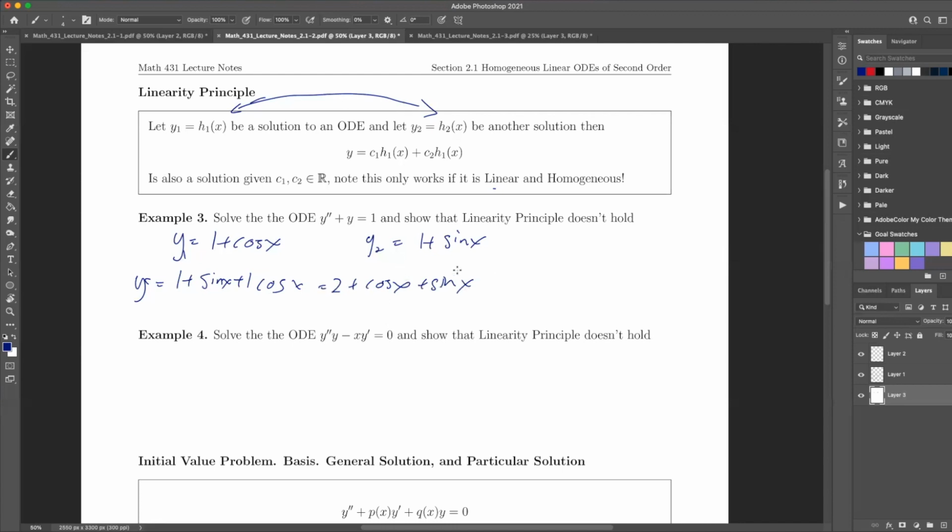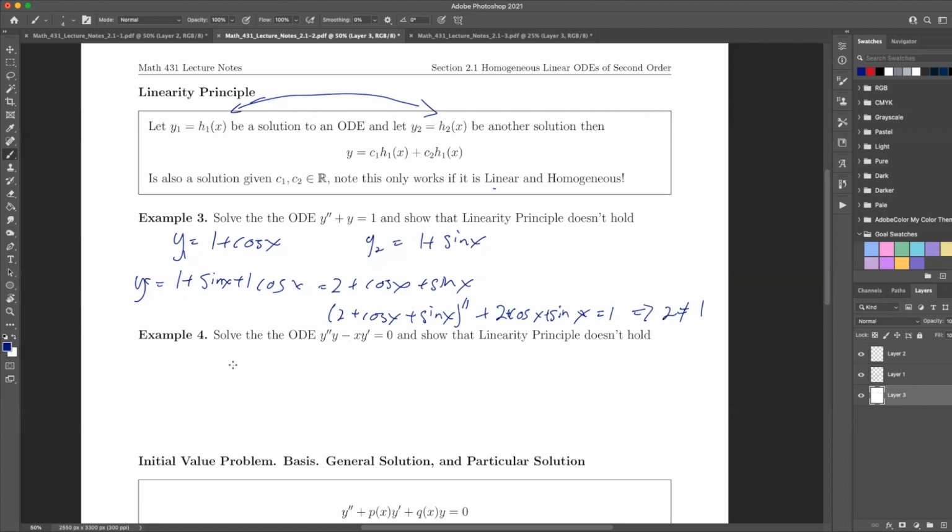But notice here that this is not a solution because what I'd get here is 2 equal to 1. So this doesn't work. The linearity principle doesn't hold because if I plug this in, it'll be 2 plus cosine x plus sine of x, and the derivatives give me 2 plus cosine x plus sine x equals 1, which means 2 does not equal 1, so it doesn't work.